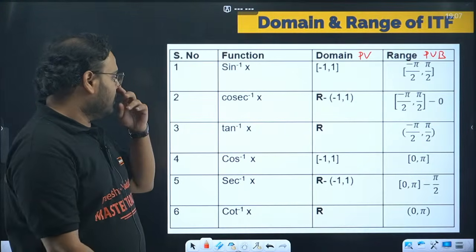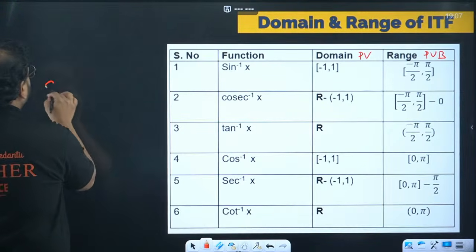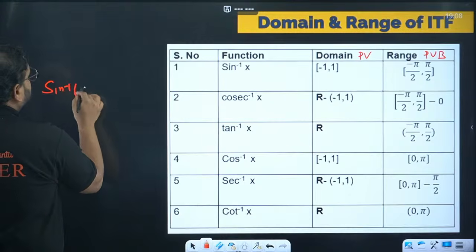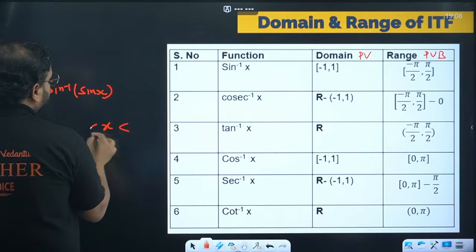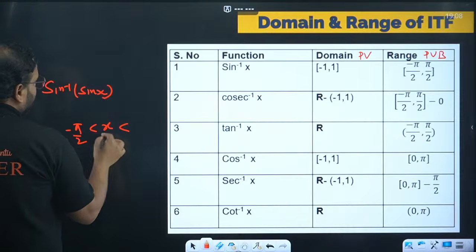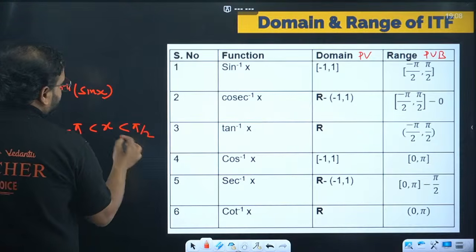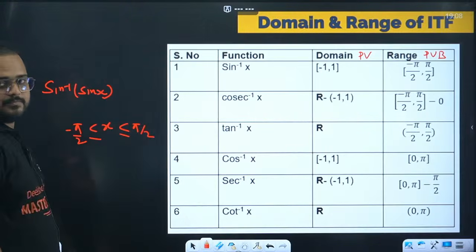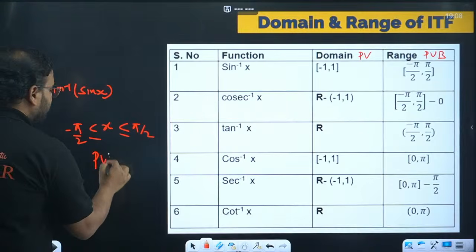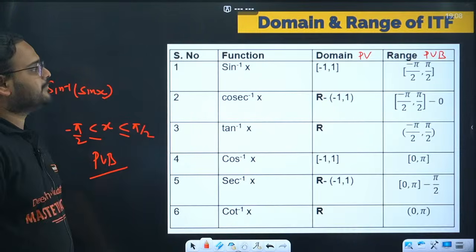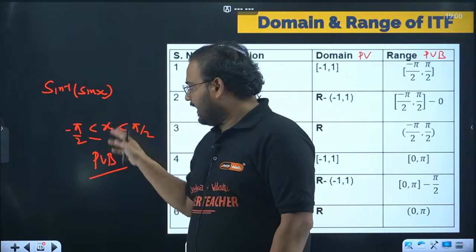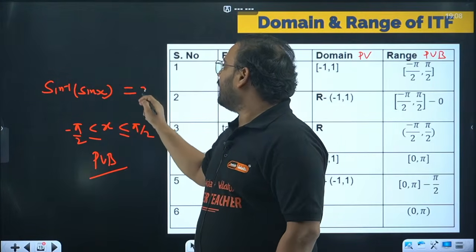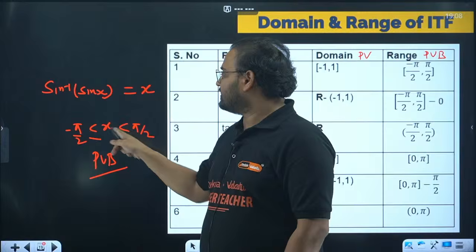Because this operation also, sine inverse of sine x, this is true when x is between minus pi by 2 to pi by 2. This is called the principal value branch. This is the PVB. Getting it? So sine inverse of sine x is x, correct? This is equal to x, but when x lies from here to here.